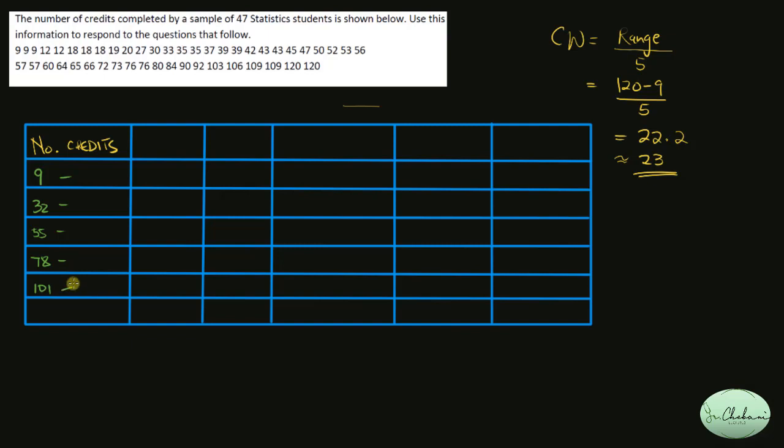And then the upper class limits, we will have 31, 54, 77, 100, and then 123. And then of course here is our total. So this is the total. Let's look at the next question.